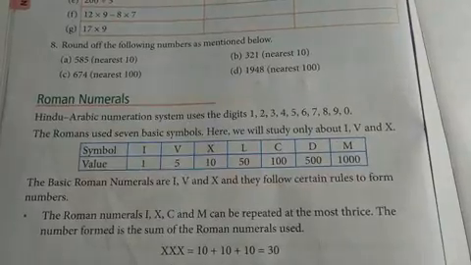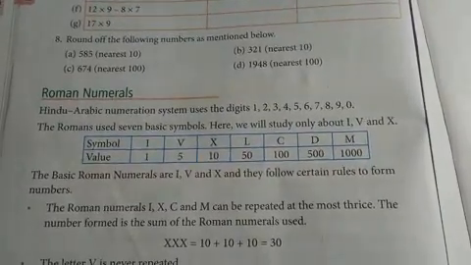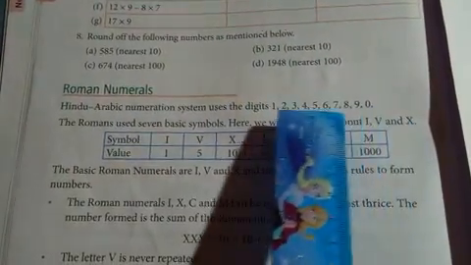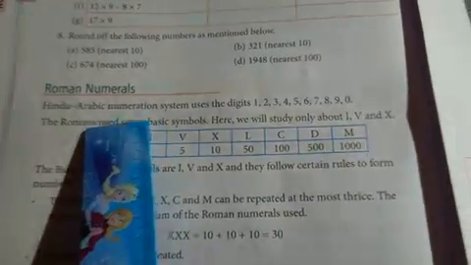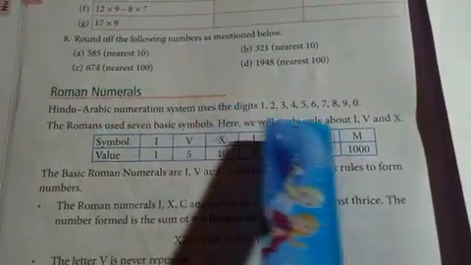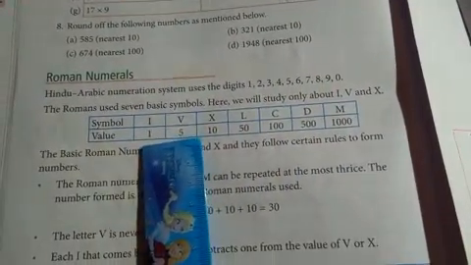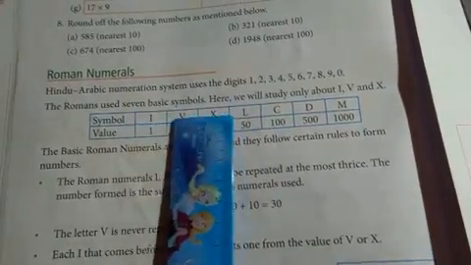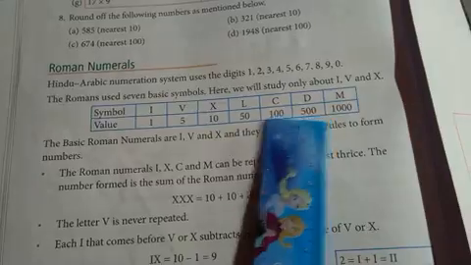Today we are going to learn about Roman numerals. You already know these numbers 1, 2, 3, 4, and that is called Hindu Arabic numeration. These are Hindu Arabic numbers. So today we are going to learn about Roman numerals. These are the Roman numerals, and these are the values.